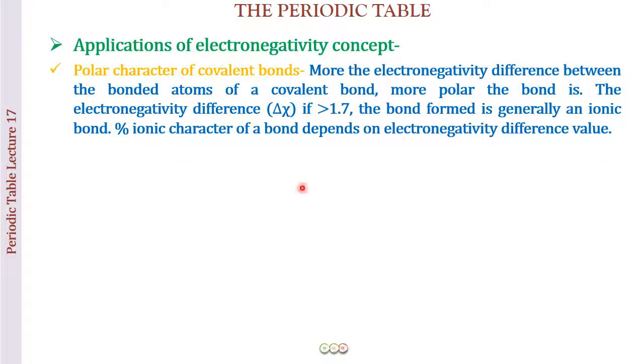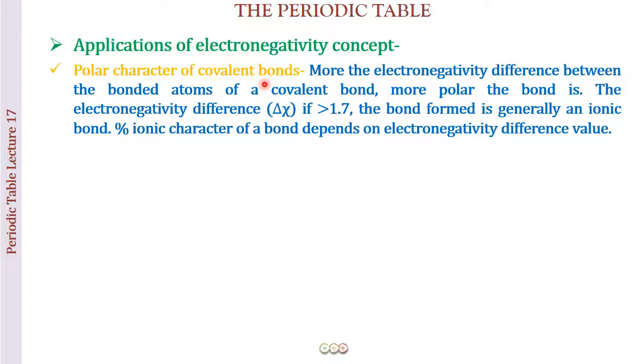So the first application of the electronegativity concept is to determine the polar character of covalent bonds. So in electronegativity, what is the bond we are considering? We are considering a covalently bonded molecule because we are understanding the tendency of an atom to attract the shared pair of electrons. So the shared pair of electrons forms a covalent bond. Now we discussed in the first lecture of electronegativity that the molecule formed by a covalent bond can be a non-polar molecule, it can be a polar molecule.